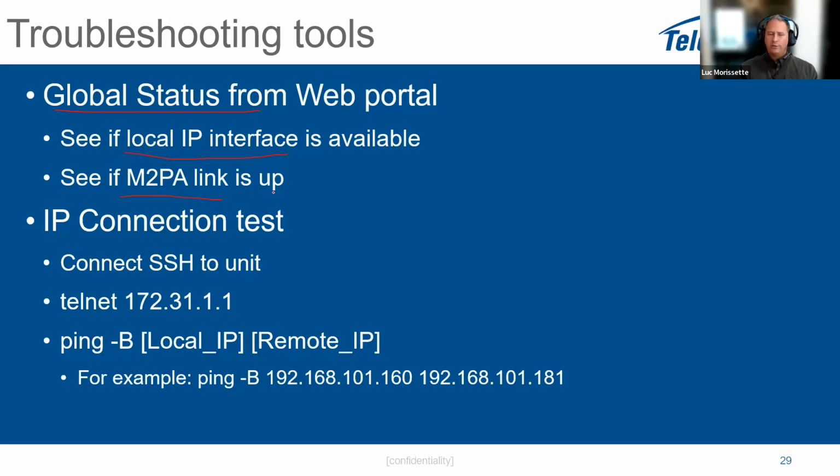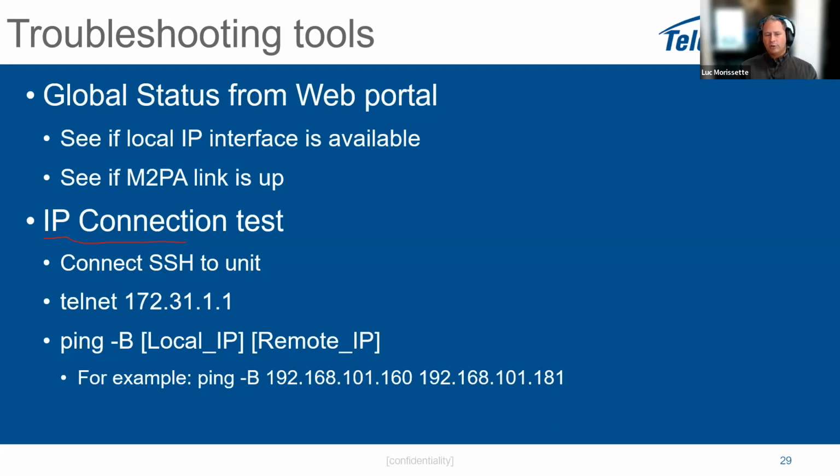Normally, when it's all green, you're good. You have nothing else to do. If anything is red, then you need to verify. And for M2PA, there are not so many things you can check, right? For example, you want to see if you can reach the remote IP. So maybe if you're going through a VPN or a firewall or something like that, it could be blocked. So you need to be able to do an IP connection test.